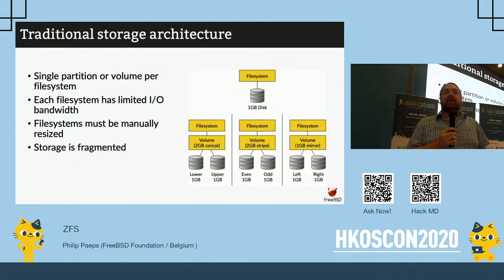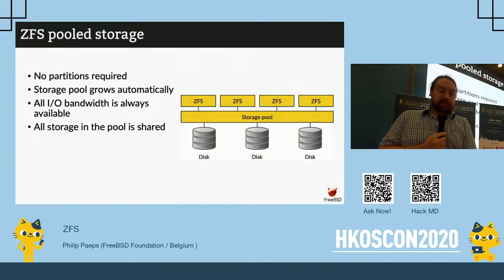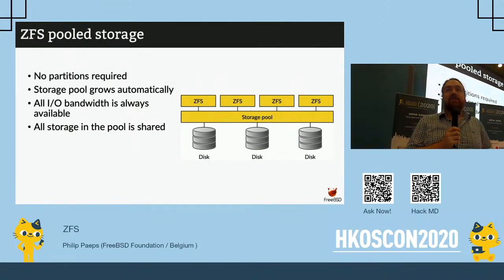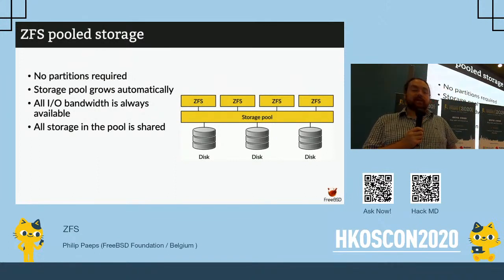So if you have a concat, for instance, or a stripe, if you like, you'll have 2 disks, and then you have a volume sitting on top of that, and a file system sitting on top of that. If you want to add a disk, you need to recreate the volume, and then you need to expand the size of the file system to fit the new volume. And this is the same no matter what the underlying storage technology is. ZFS makes this a lot smarter. There are no partitions in ZFS. ZFS just uses the raw disk. You add disks to a storage pool, and then you stick ZFS on top of that.